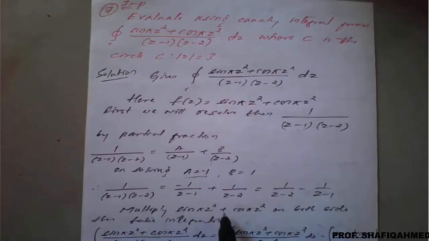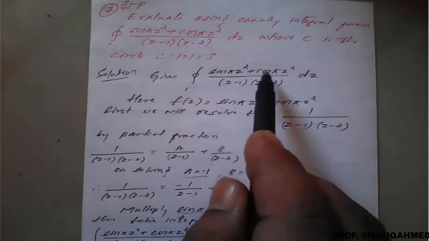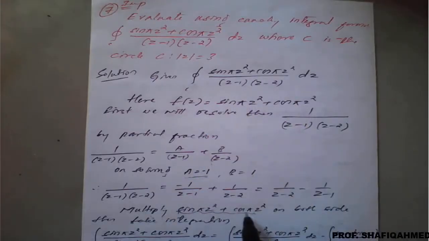multiplying sin πz² + cos πz² on both sides. Why are we multiplying this? Whatever numerator is there, we have to multiply it to satisfy the left hand side, so that we can get the answer. So multiply sin πz² + cos πz² on both sides, then take integration. If you do these two steps, multiplying this function and integrating, whatever question they have asked will appear on the left hand side.